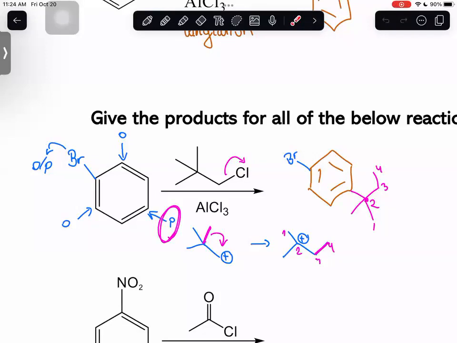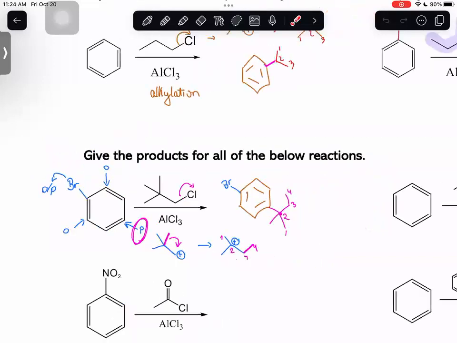But any guesses on why the para product is going to be more stable than the ortho product? Exactly. There's less steric hindrance overall, so the molecule is going to be more stable. Remember, we always want to create something that's really, really stable. So far, questions on alkylation, acylation, how to use the rules and the directors? We're good?